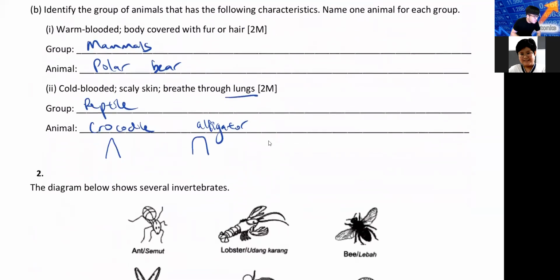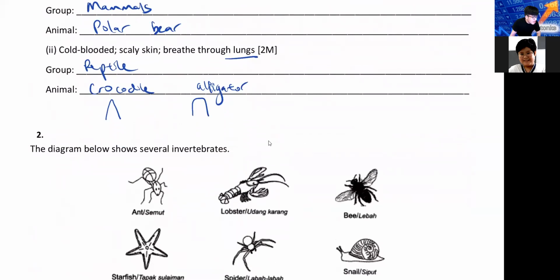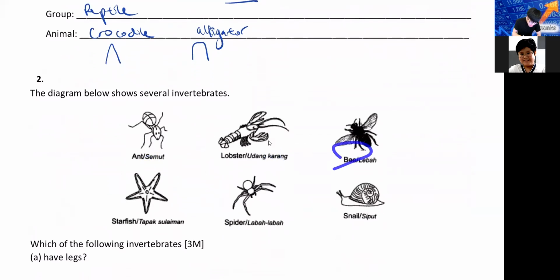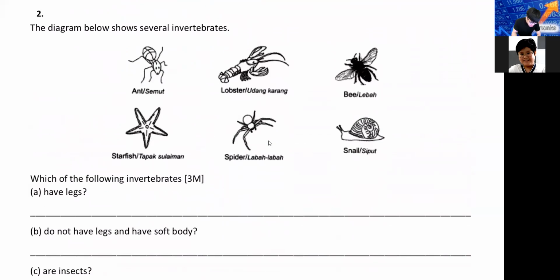Anyway, so number 2, the diagram below shows several invertebrate. You have your ant, your lobster. And ignore the BM word, because I took this from another book. So bee, starfish, spider, and snail. So which of the following invertebrate have legs? Have legs is gonna be your ant.